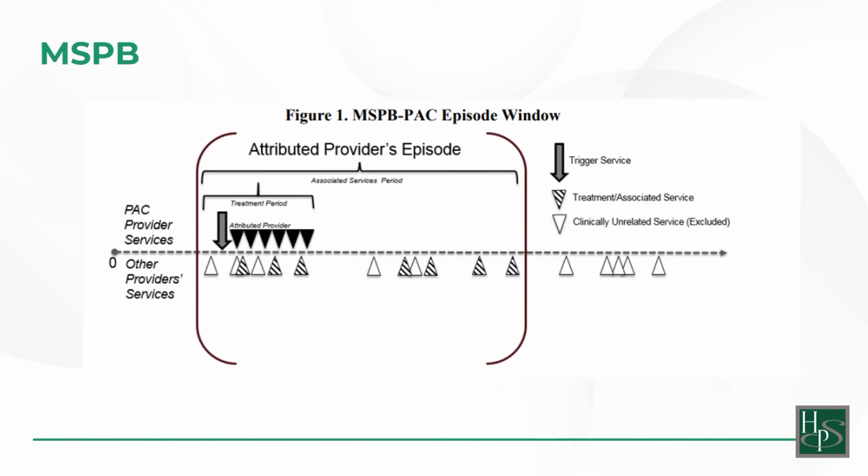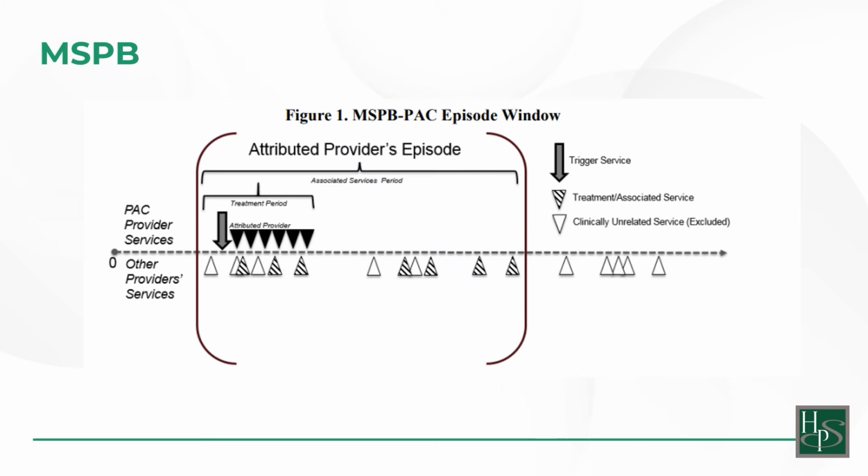So this episode window here, when we think about those definitions we talked about a minute ago, the episode window here is represented by the parentheses or the brackets that you see. And then you'll notice at the top you've got the attributed provider's episode, and that's the umbrella under which the treatment period and the associated services kind of all live together, right? You'll notice the arrow. The arrow represents the first day of service on the claim.